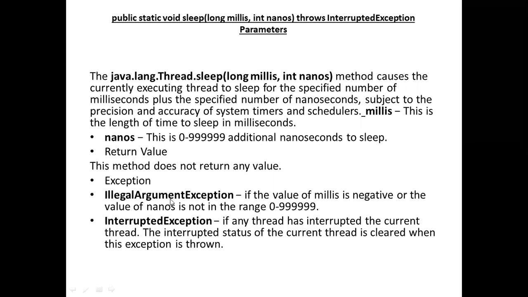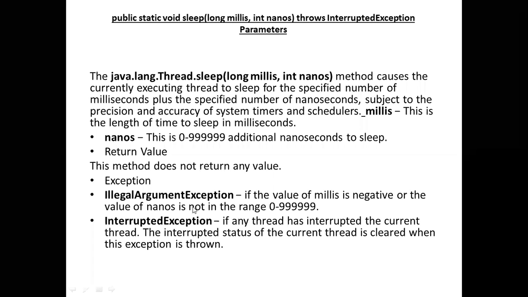So we need to check for that particular exception. Why is there a chance of exception? Sometimes we give the values as negative, or the value of nanos is not in the given range. That's why we need to check that argument.